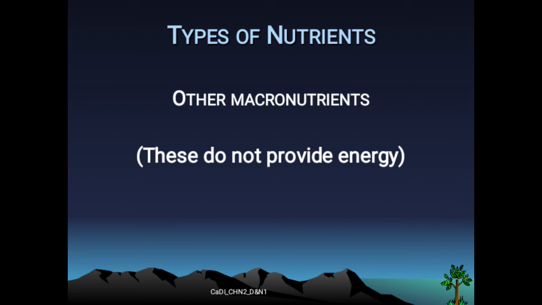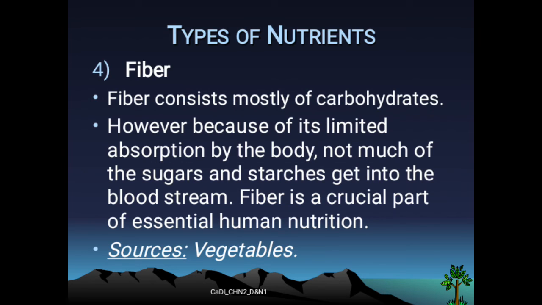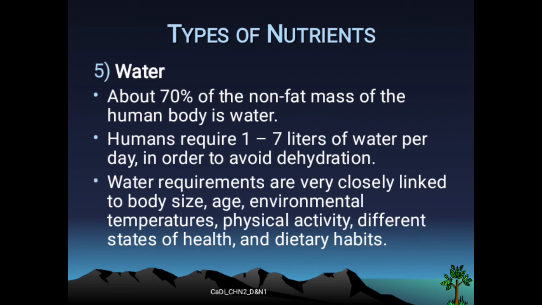Types of nutrients. Other macronutrients. These types of nutrients do not provide energy. We have fiber, which is the fourth class of food. Fiber consists mostly of carbohydrates. However, because of its limited absorption by the body, not much of the sugars and starches get into the bloodstream. Fiber is a crucial part of essential human nutrition. Sources: we have vegetables and water.